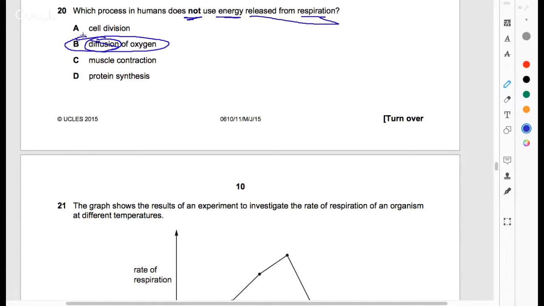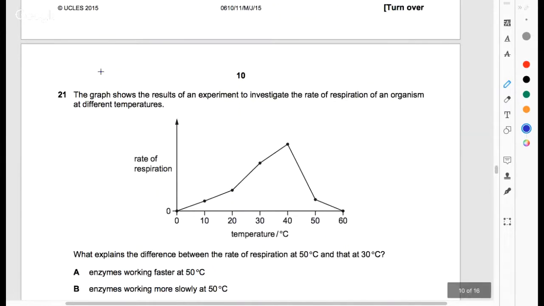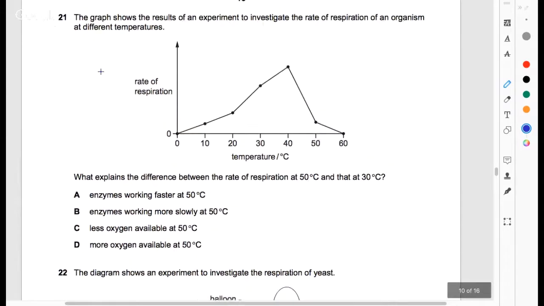Cell division requires making more cytoplasm, making more proteins, and all that requires energy. Dividing the cytoplasm and making new membrane requires energy, so it's not A. And muscle contraction requires ATP to contract these muscles. Protein synthesis, again, requires energy, like in cell division, in order to make those bonds. The bonds are energetically unfavorable in the protein, so making them requires energy, which comes from respiration.